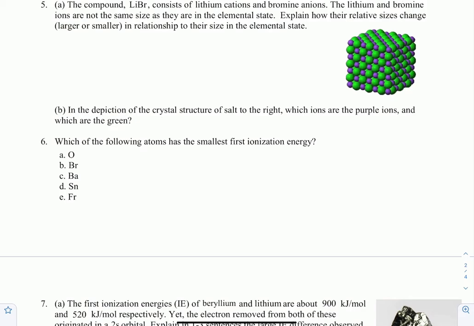All right, number 5. The compound lithium bromide consists of lithium cations and bromine anions. The lithium and bromine ions are not the same size as they are in the elemental state. Explain how their relative sizes change in relationship to their size in the elemental state.